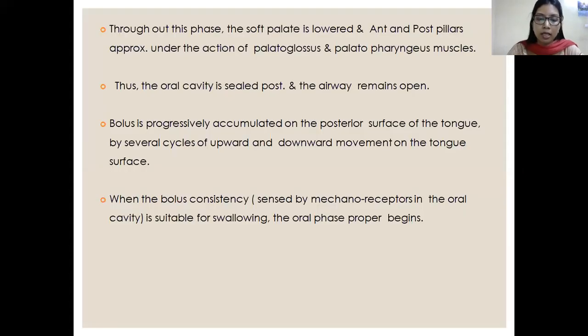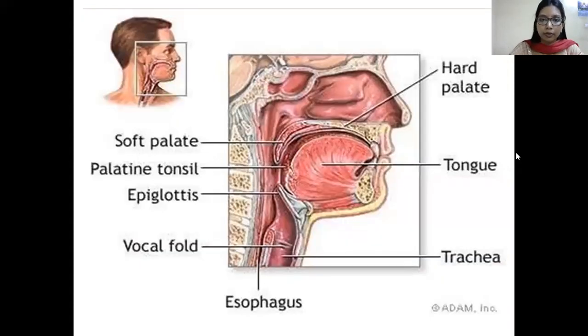So when the bolus consistency is suitable for swallowing, this is sensed by your mechanoreceptors in the oral cavity, and the oral phase proper begins. So oral preparatory phase is nothing but preparation of the food bolus, making it ready for swallow. So next, again, like I've shown you in the video, this is your tongue. This will become the posterior surface of tongue. Hard palate will be immobile. The soft palate can be elevated and depressed.